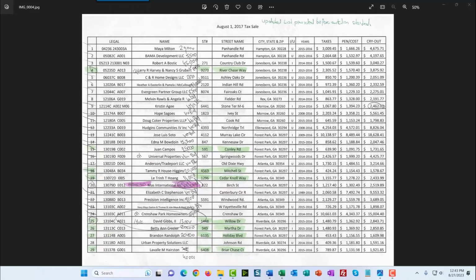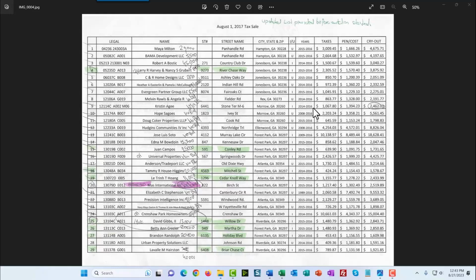Hopefully that will help. Okay, so this is the original document, the list of properties that went to sale on August 1st, 2017. This is just one out of many pages since there are over 160 properties on the list. This is how it looks initially when you download it off the county's website, or you can go to the county and get the list yourself.